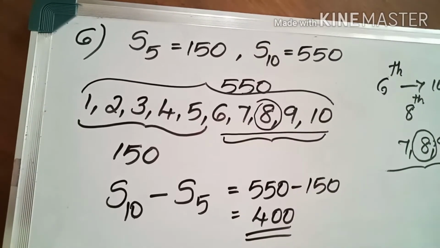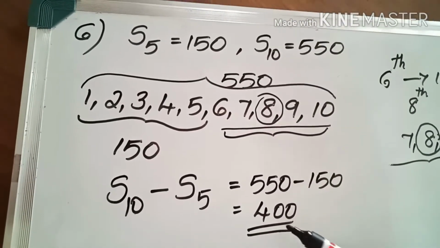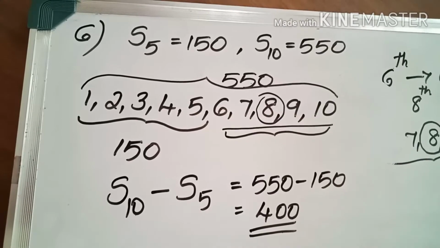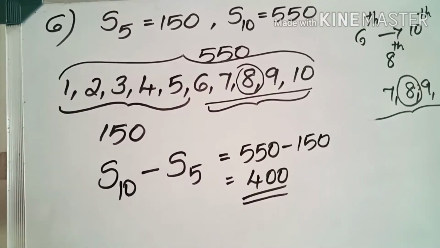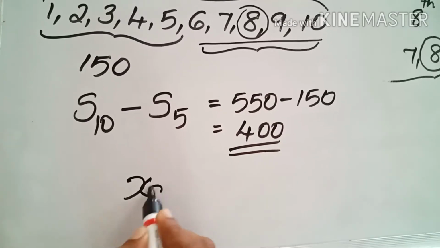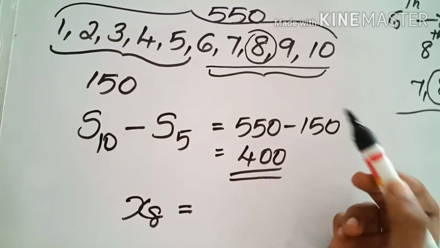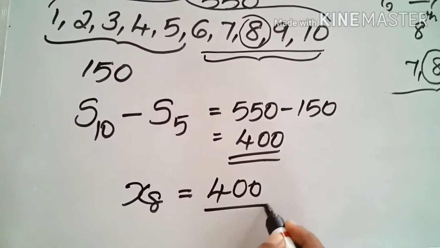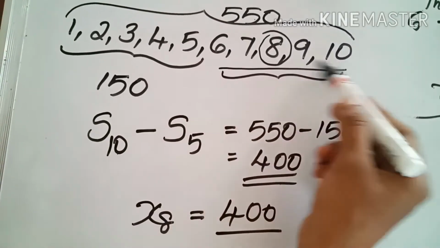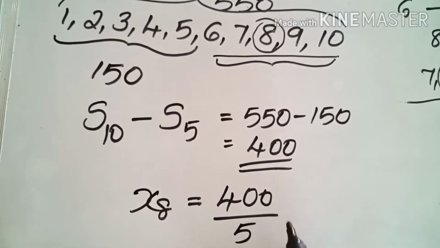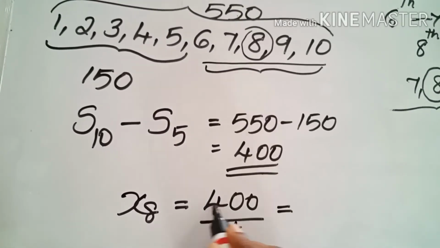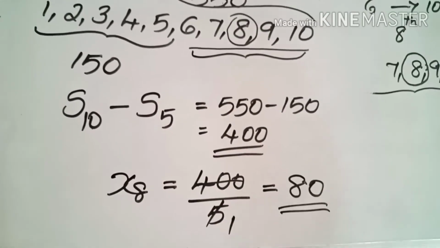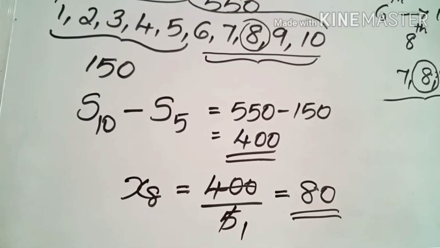Now to get the 8th term, what do we need to do? This sum is divided by how many numbers here? 1, 2, 3, 4, 5 numbers here. So 400 divided by 5 is enough. So the 8th term x8 equals sum by total number. The sum of the 6th to 10th term is 400, divided by the number of terms. How many numbers here? Total 5 numbers. So 400 divided by 5 is 80. Okay, the answer is 80. So the 8th term is 80. So the second sub-question answer is 80.